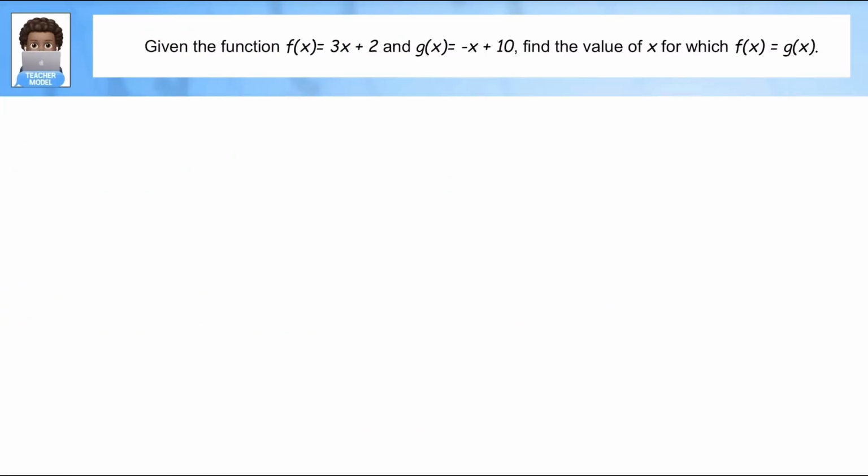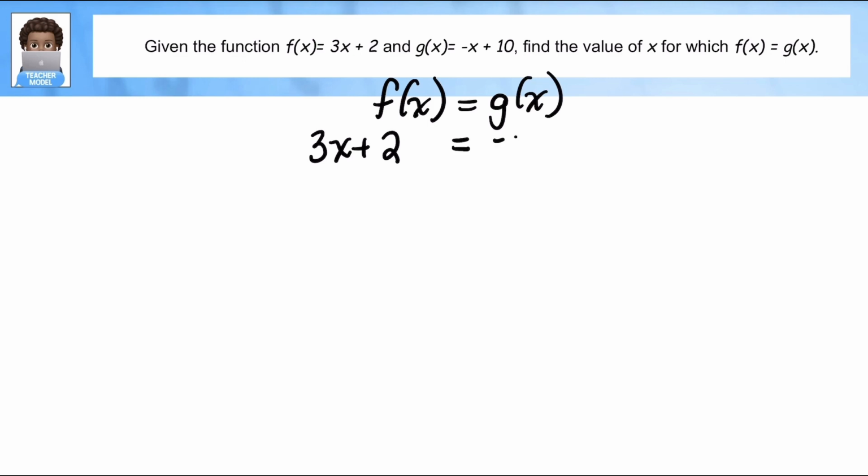Let's get started. We have a given function, f of x is equal to 3x plus 2, and g of x is equal to minus x plus 10. We want to find out what is the value for x that will make f of x equal to g of x. So I want f of x equal to g of x. I'm going to sub in 3x plus 2 for f of x, and negative x plus 10 for g of x. And then it's just like what we've done 100 times before.